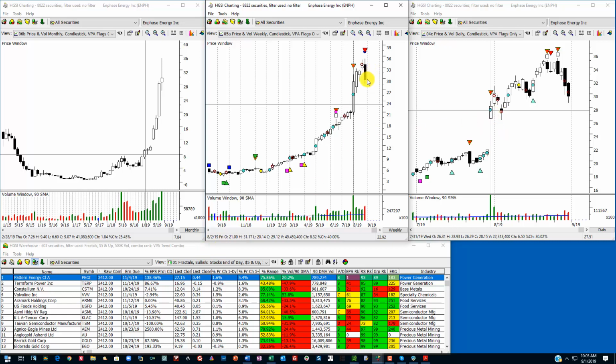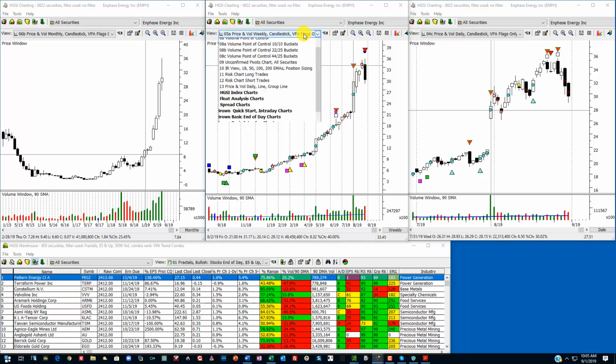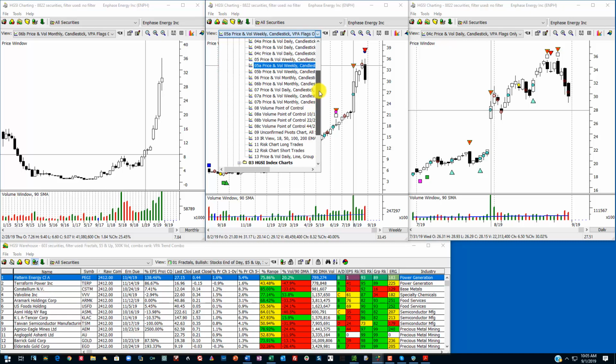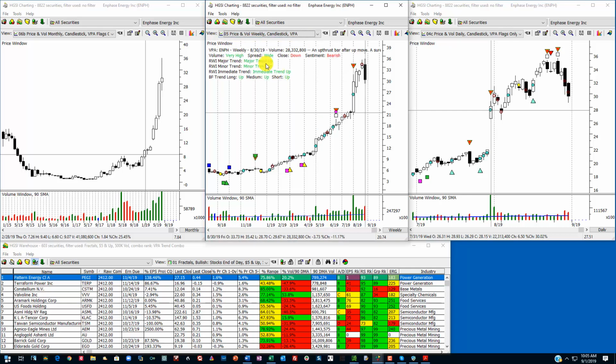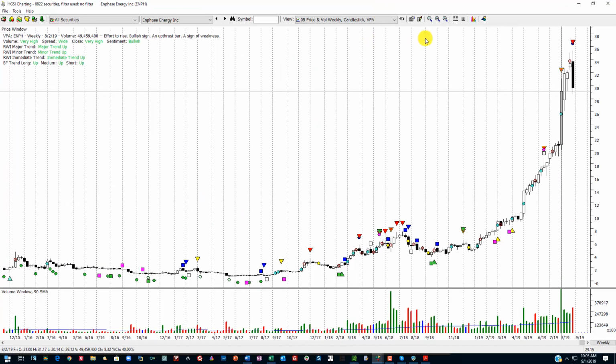But this is what happened, and you can see that there was on the weekly chart a warning here. Now, I am using just the VPA flag charts. If you want to know what that signal was, you just move up to the chart above from 5A to 5, and then this information comes up here, and you can see that this stock at that point was trending up, but we got this signal here.